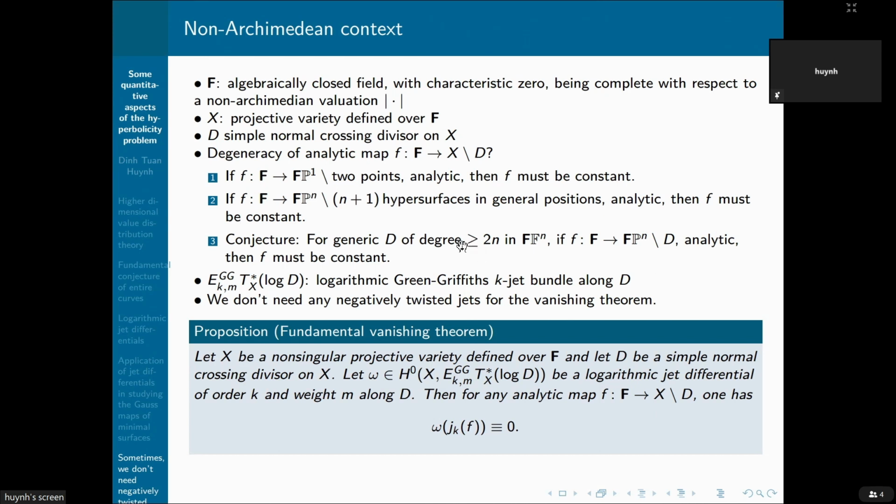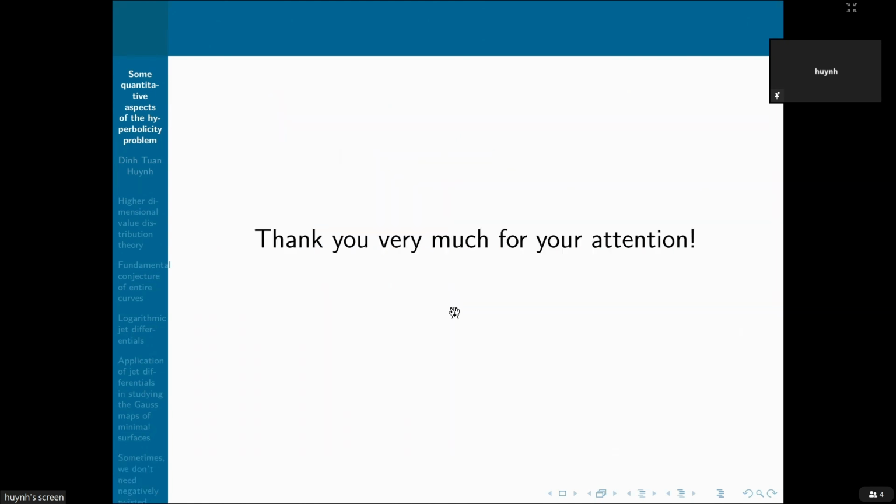So in this sense, I think you can also apply the recent techniques from the study of hyperbolicity problems to this question, and since we don't need any negativity, we can expect a better result. So that's the end of my talk. Thank you very much for your attention.